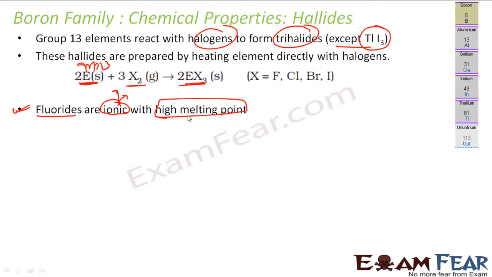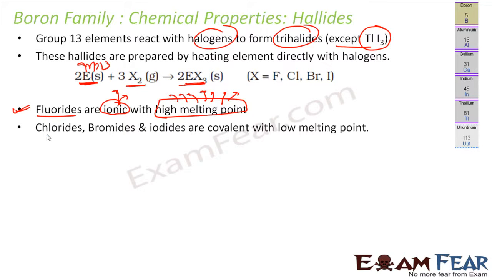This we have learned in the past few chapters where we have told about the ionic compound and the covalent compound, and we have told that ionic compound has more melting and boiling point because of the more force of attraction. So if you had doubt in that, you can watch the previous videos where we explained why ionic compounds have high melting and boiling point. Similarly, fluorine, since it is more electronegative, the fluorides are generally ionic with high melting and boiling point, while the other halides, chlorides, bromides and iodides, are covalent, and since they are covalent, they have low melting point.